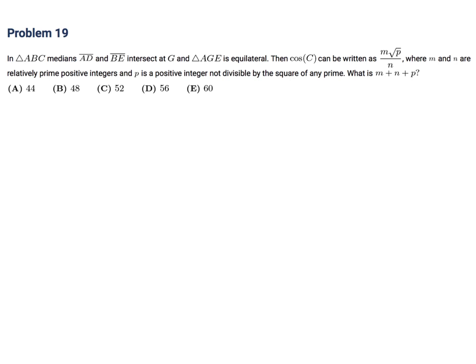Number 19. In triangle ABC, medians AD and BE intersect at G, and AGE is equilateral. Then cos can be written as m times root p over n. What is m plus n plus p? All right, so let's draw a diagram first. Hopefully it will be somewhat realistic.